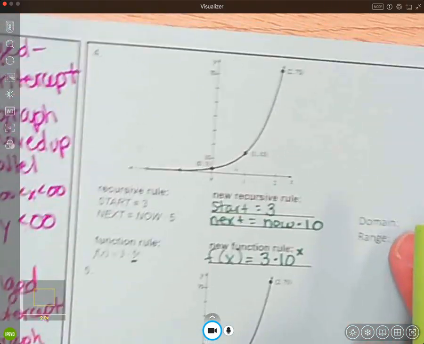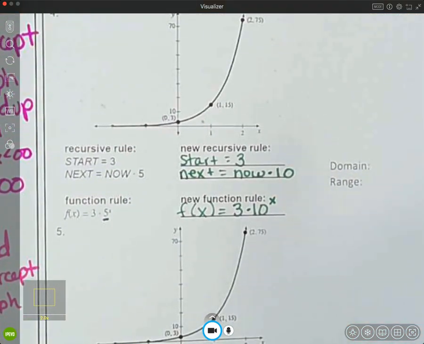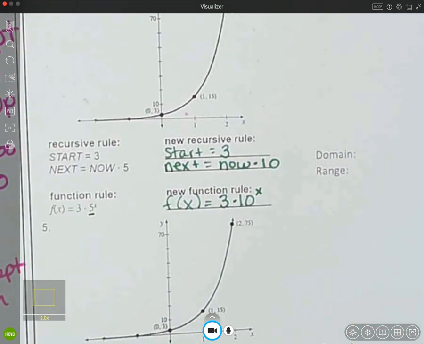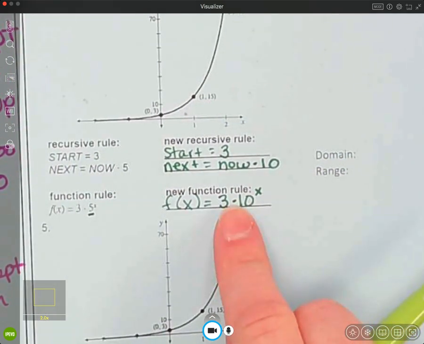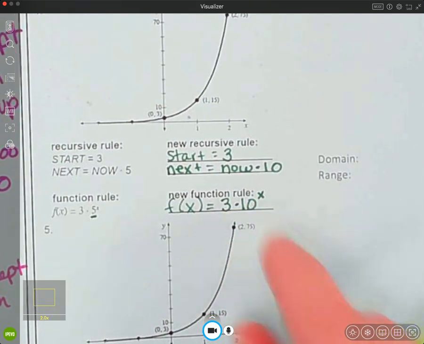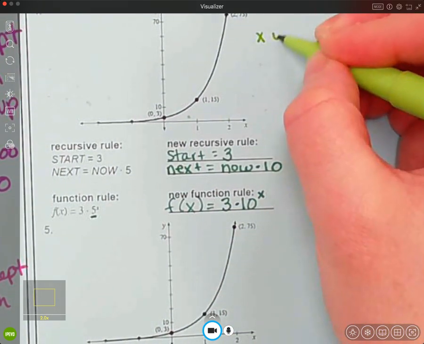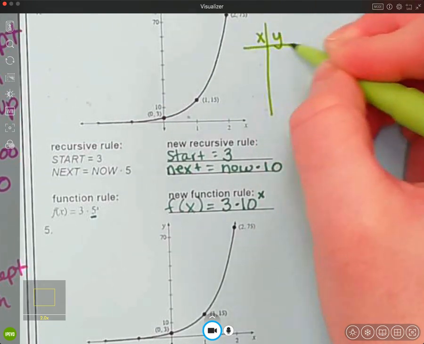Now for number 4, we are starting at 3 again, but this time we are multiplying by 10. So our new rule is f of x equals 3 times 10 to the x. So let's create our xy chart, the table.